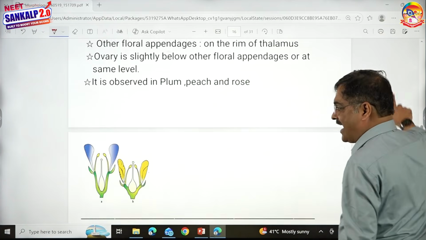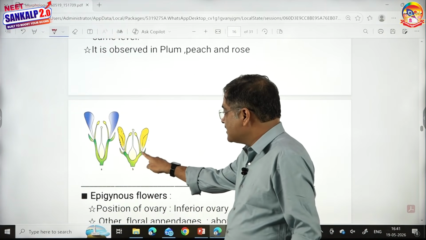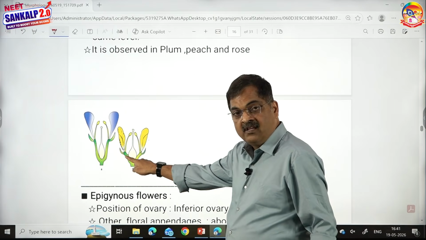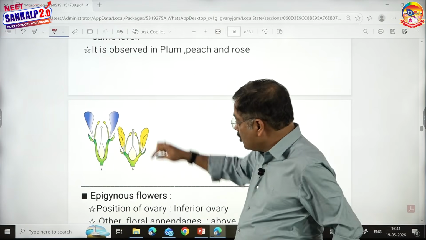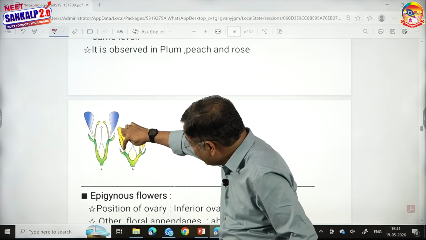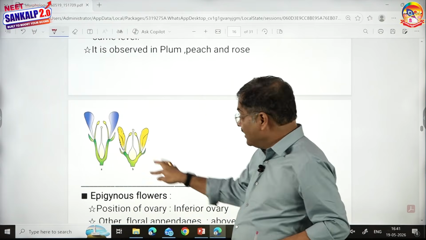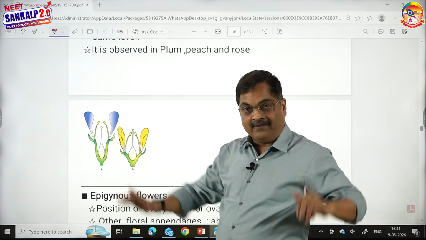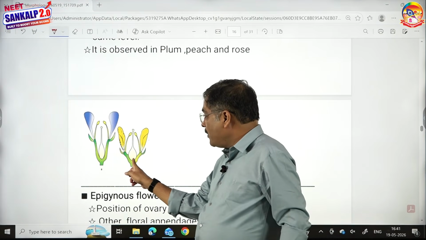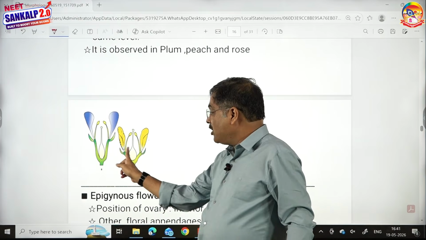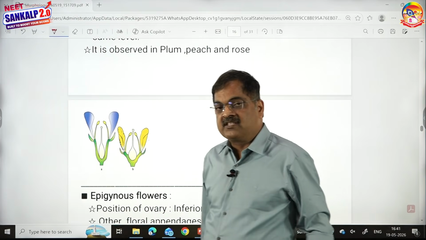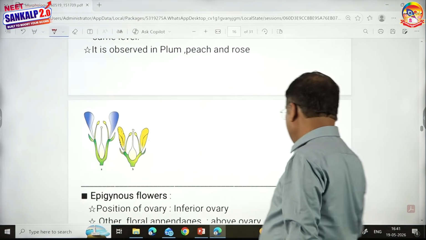Look here, look at this diagram, children. The thalamus is slightly cup-shaped. When the thalamus is slightly cup-shaped, ovaries arise from the center. The remaining floral members are climbing on the rim and standing there. Then naturally, the ovary is slightly below the remaining floral members. Therefore, we say that ovary is partly inferior.